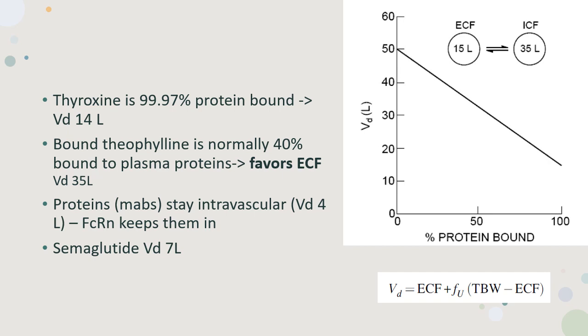Okay, now just as an example, a lot of proteins, everyone's talking about monoclonal antibodies, so they actually just stay in the intravascular space, and so their volume of distribution is like 4 liters. And the body actually keeps those proteins in. I looked up another protein, and its volume of distribution was 7. That's one that everyone's talking about right now, the Wegovy or Ozempic.